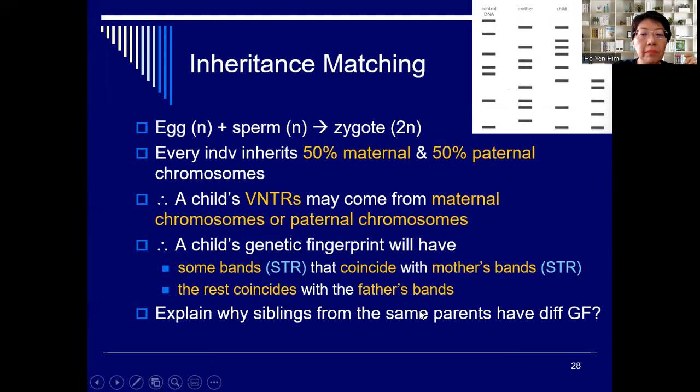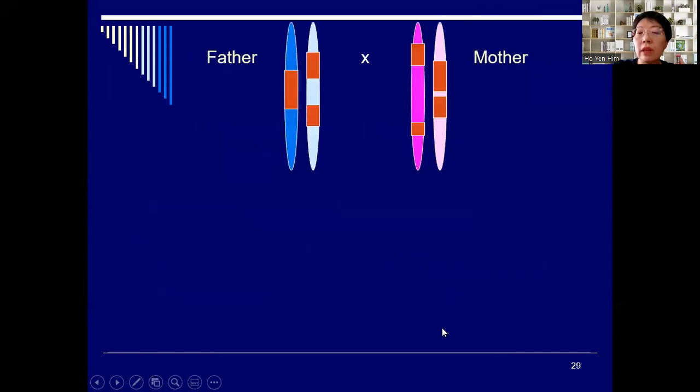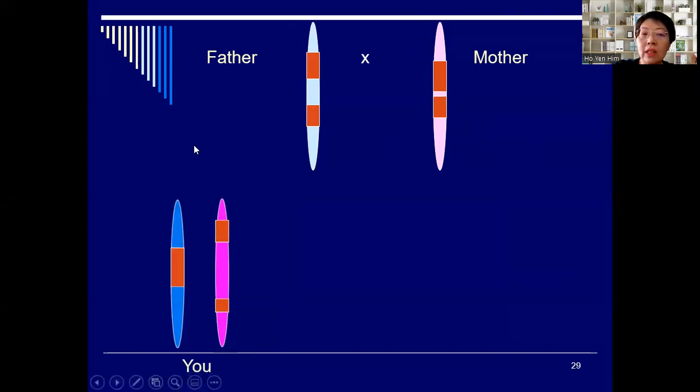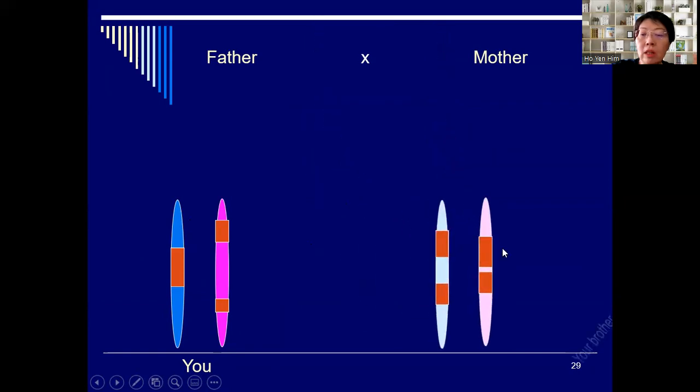So question: explain why siblings of the same parents have different genetic fingerprints. Okay, so let's say, for example, father and mother cross. Not all the sperm will get all the chromosomes, right? All the sperms are genetically variable. So let's say this is you. Your chromosome from father is this one and chromosome from mother is this one. And then your sibling will receive chromosome of father this one and mother this one. So that's why your sibling can be very different from you, right? Because the sperms are genetically variable and the eggs are genetically variable.